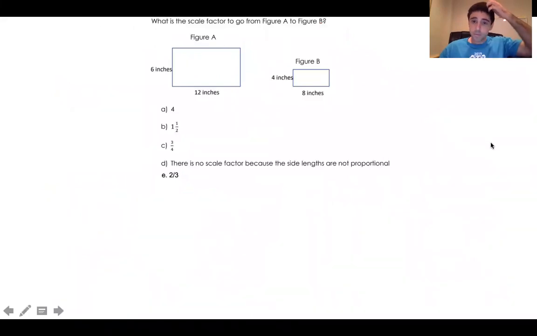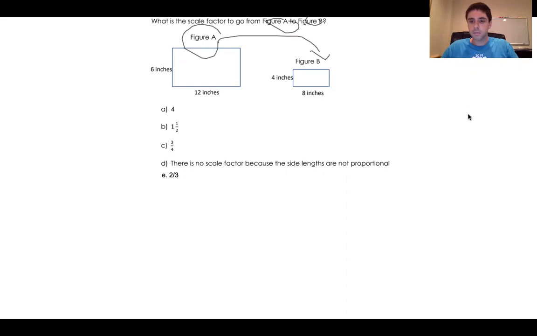All righty. What is the scale factor to go from figure A to figure B? So if we're going from figure A to figure B, which one's our original? A or B? Right, A is going to be our original because we're starting at A and then we're moving to B. So A is our original and B is going to be our scaled side there.